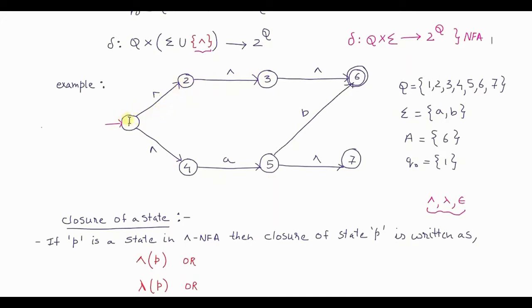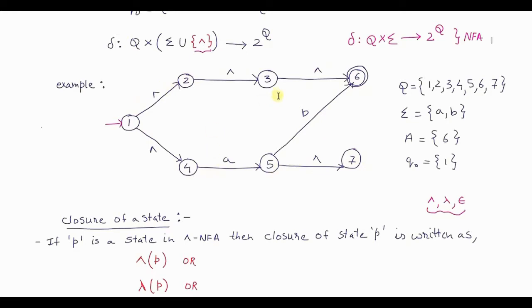From state 1 you go to state 2 on reading null. Also, from state 2 on reading null you go to state 3, and from state 3 on reading null you go to state 6. Similarly, from state 1 on reading null you go to state 4, from state 4 on reading A you go to state 5, state 5 on reading B goes to state 6, and state 5 on reading null goes to 7. So these are called null transitions, apart from the valid transitions.